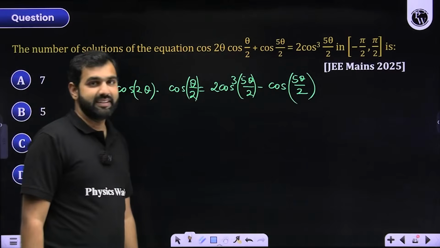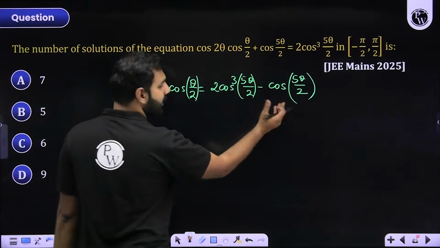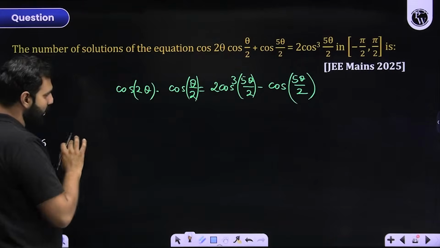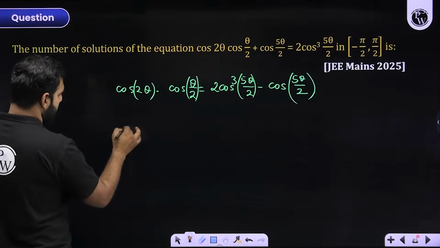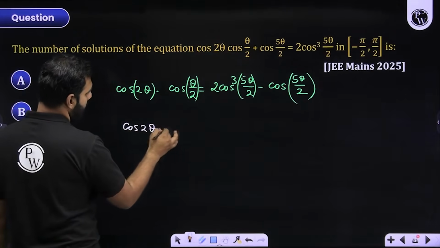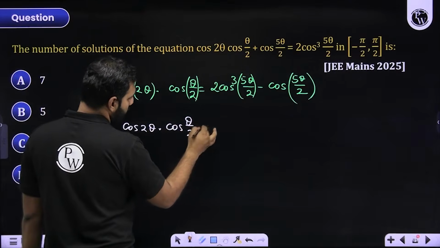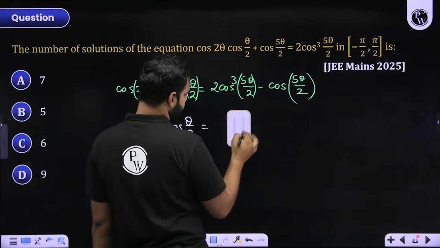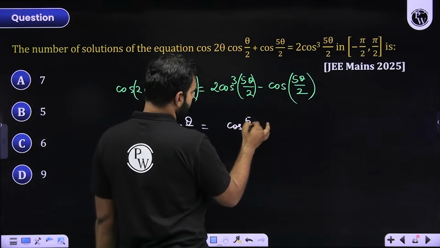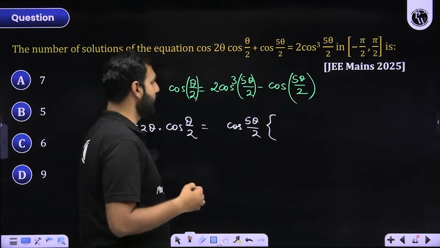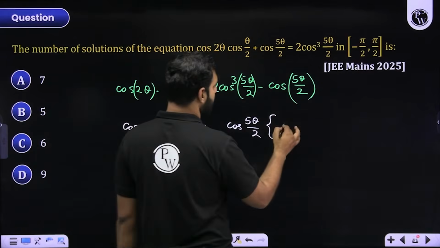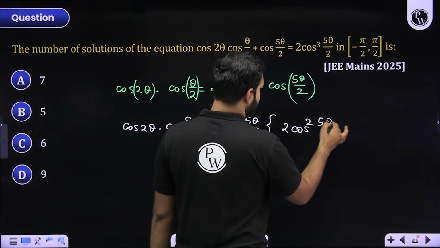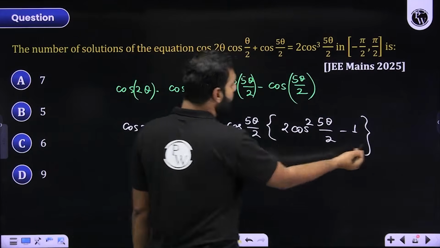What if I take this cos 5 theta by 2 common from here? What happens then? So the LHS I'm keeping intact. I'm not doing much with the LHS. I'm keeping it like this only. So we have cos 2 theta, then we have cos theta by 2. I'm not doing much with this, but let's talk about this RHS. If I take cos 5 theta by 2 common, what am I left with? I'll be left with 2 cos square 5 theta by 2 minus 1. Do you all agree with this?